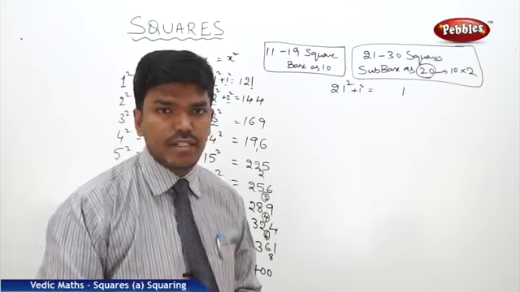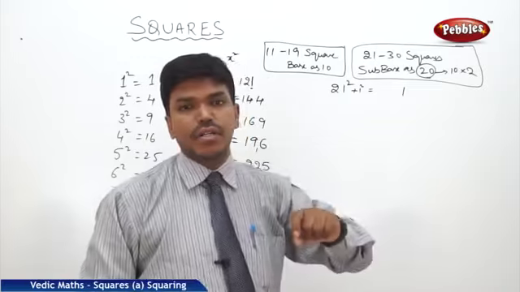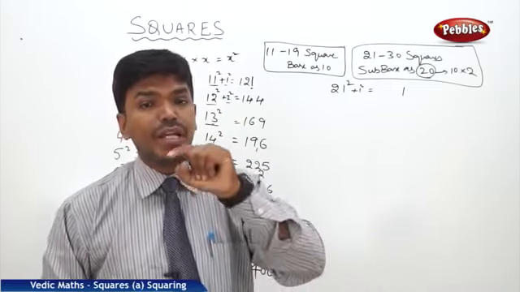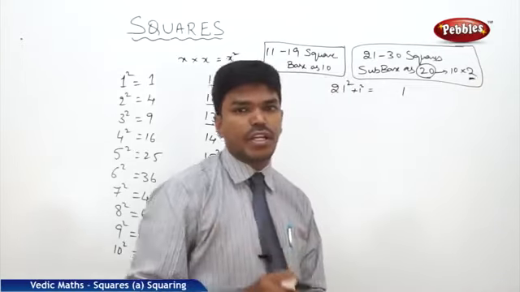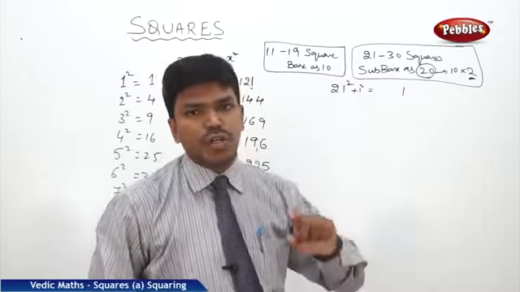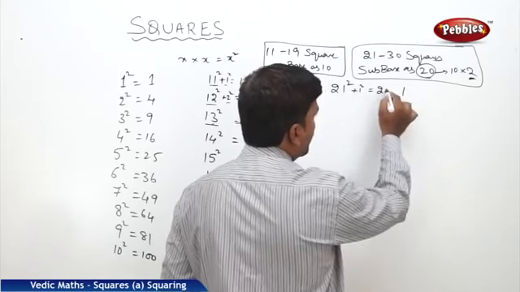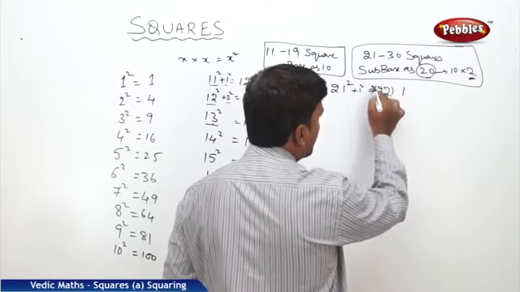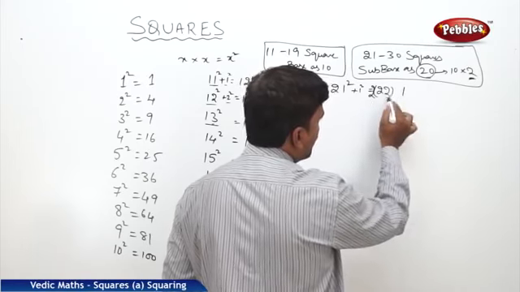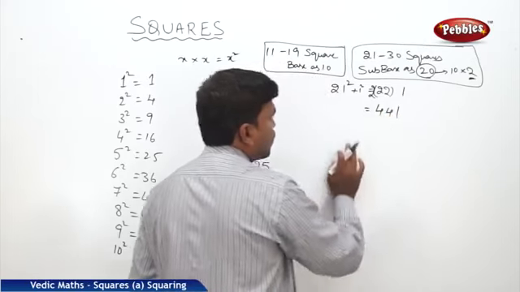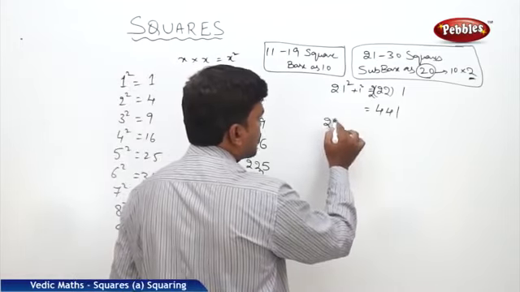22. But whatever be the sum you are going to get after adding the main number with the excess number, you need to make it a double. Why? Because it is a multiple of 2, the base which you are taking. So you need to multiply with the 2. So 22 into 2. You got 21 plus 1, 22. Now this 22 is multiplied with 2. Right? So drop 1 as it is. 2 into 22, 44. So 21 square is how much? 441.